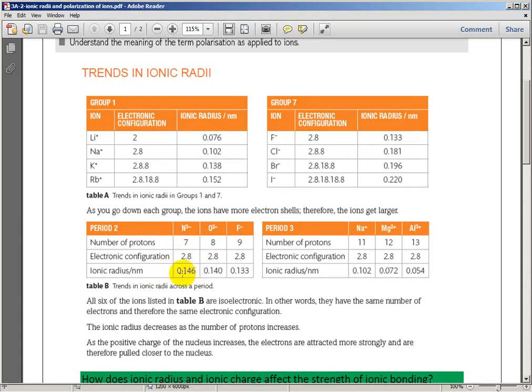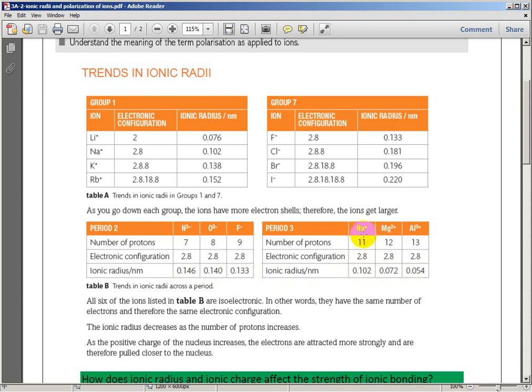Look, from left to right, the ionic radius is 0.146, 0.140, 0.133. Ionic radius decreases in a period from left to right. Ionic radius decreases in a period from left to right. Why is this?